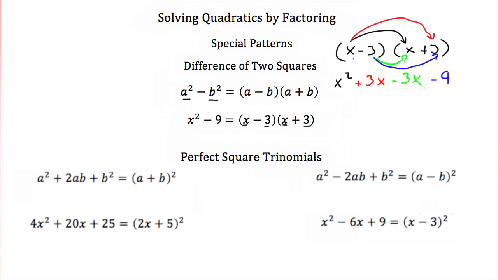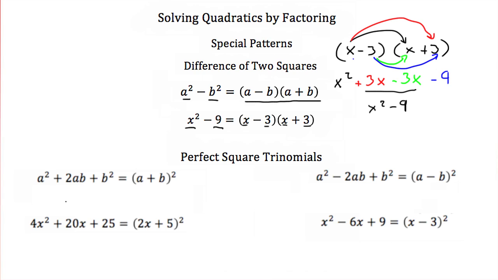Now if we add our like terms, this plus 3x and a minus 3x, these will cancel. So we just end up with x squared minus 9. So if you ever see an x squared minus some number that you know is a perfect square, or if you take the square root of it, you'll get an integer or a whole number, then you can just factor that into this form.